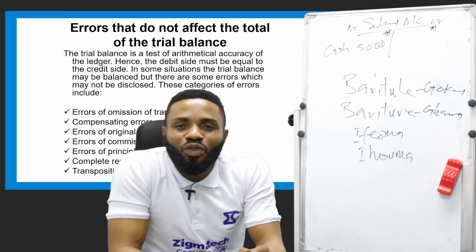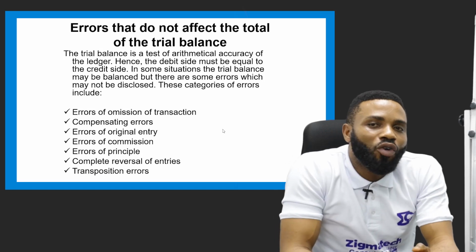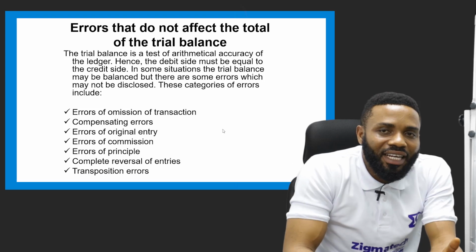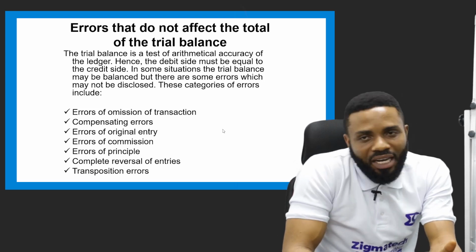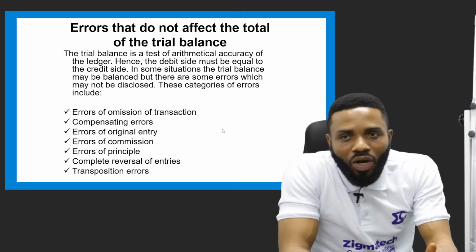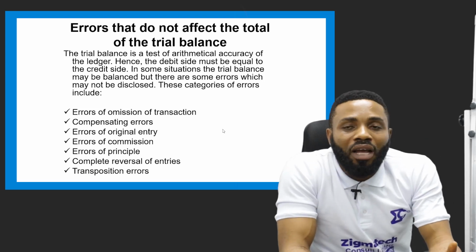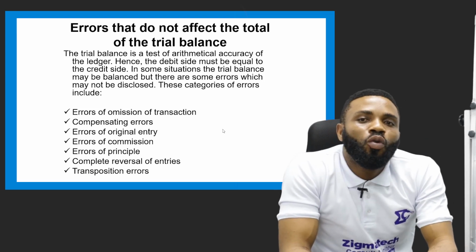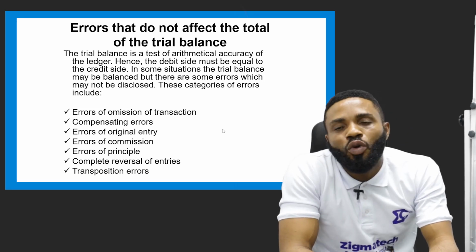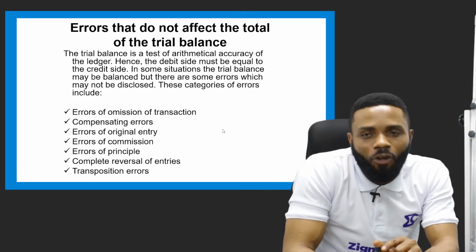And then the next one is what we call error of principle. This one happens when the wrong class or classes of account is involved. Accounts are basically divided into two: personal accounts and impersonal accounts. Personal accounts are accounts opened in the name of individuals, while impersonal accounts are accounts opened for expenses and income. So when an amount that is meant for an individual is posted to an account that is meant for an expense, you have committed an error of principle.